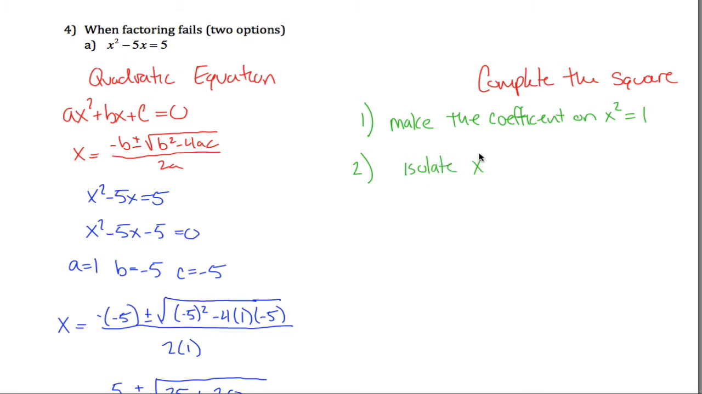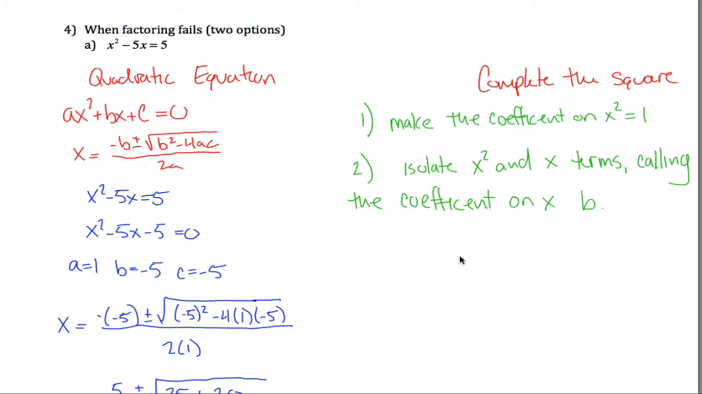isolate x squared and x terms, calling the coefficient on x b. What I'm saying here is make it so that the x squared and the x term, 5x in this case, are by themselves. In this case, they already were. If it said x squared minus 5x minus 5 equals 0, I'd add 5 to both sides so that they're isolated. Isolate the x squared and x terms like I have here.